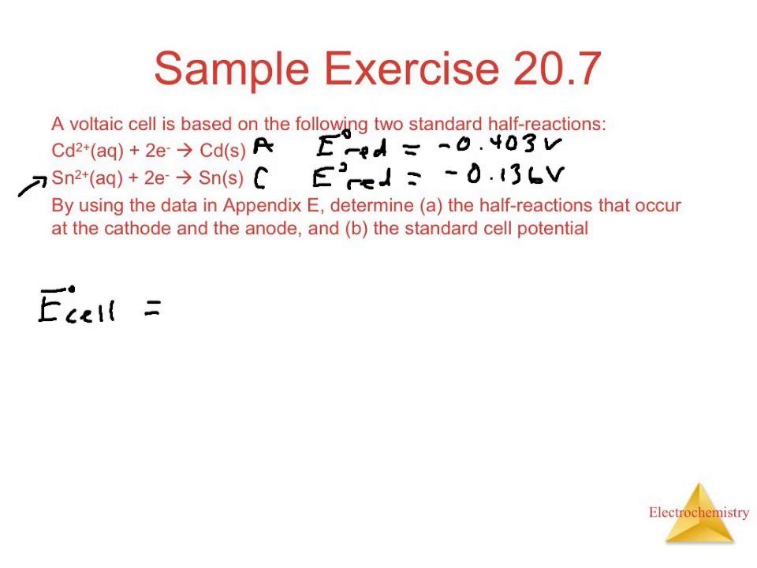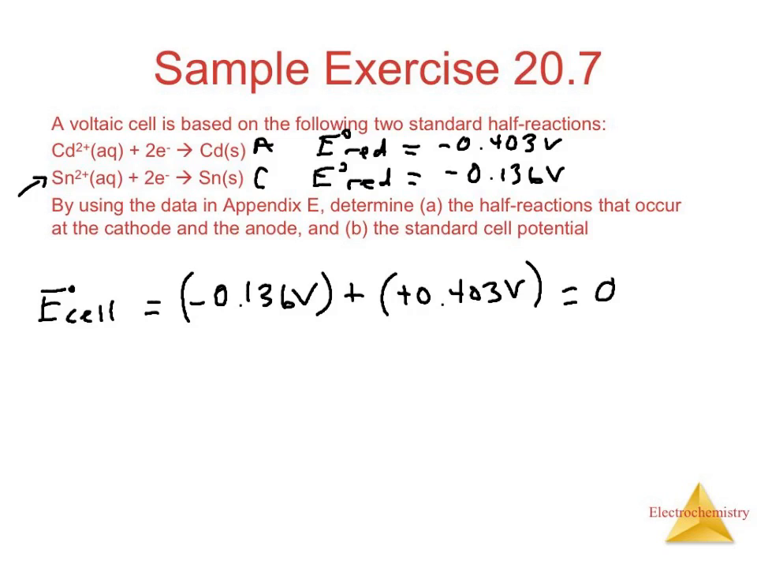The E cell there is going to be the reduction potential of the cathode minus the reduction potential of the anode. So cathode is negative 0.136 volts minus a negative 0.403 volts, which is the reduction potential of the anode. Notice we're minusing a negative here, so these are going to become positive values, and that's going to give us a positive number. It's going to give us 0.267. And again, we did it right because we got a positive voltage out of it.